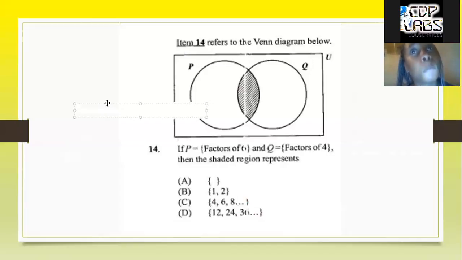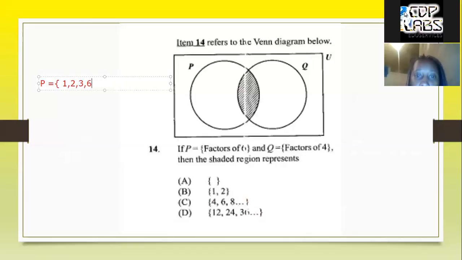All right. So factors of 6: 1, 2, 3, and 6. That means set P will equal 1, 2, 3, and 6, right? Yes. What are the factors of 4? The factors are 1, 2, and 4.